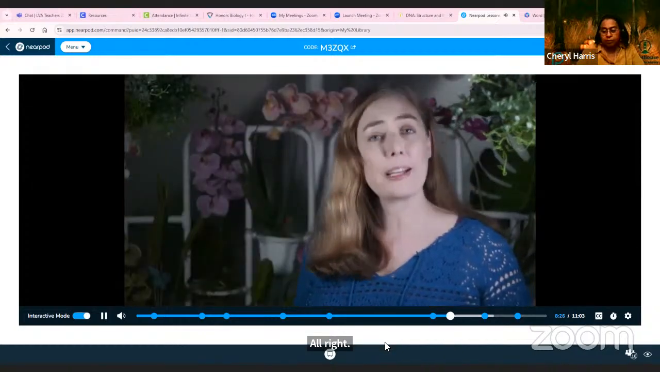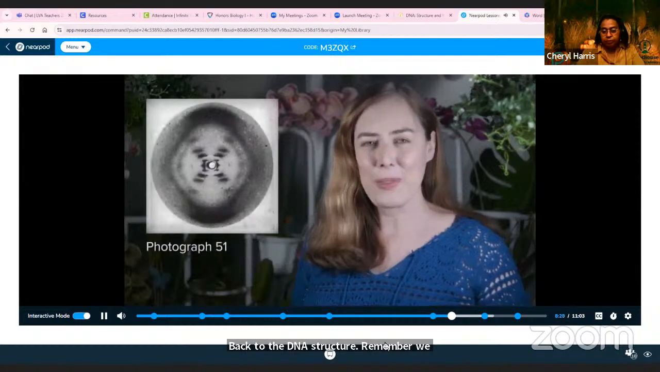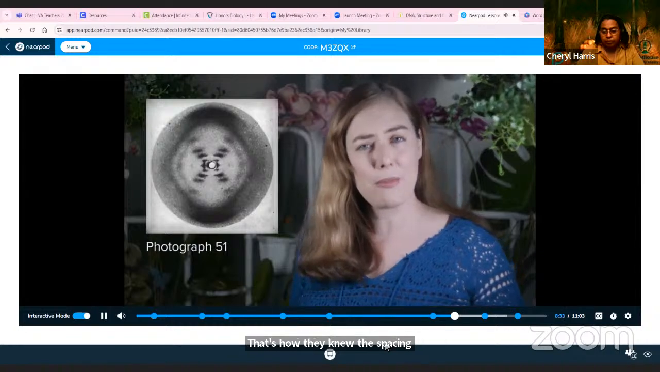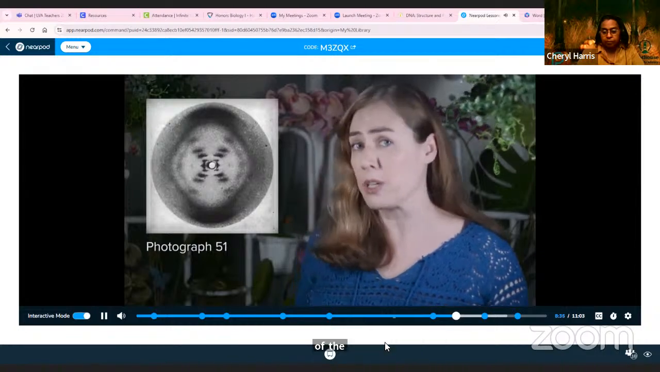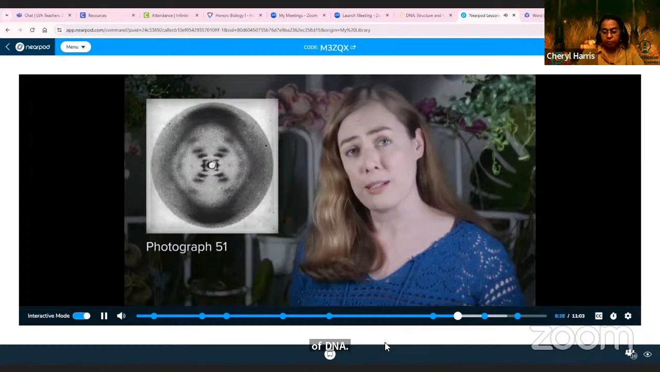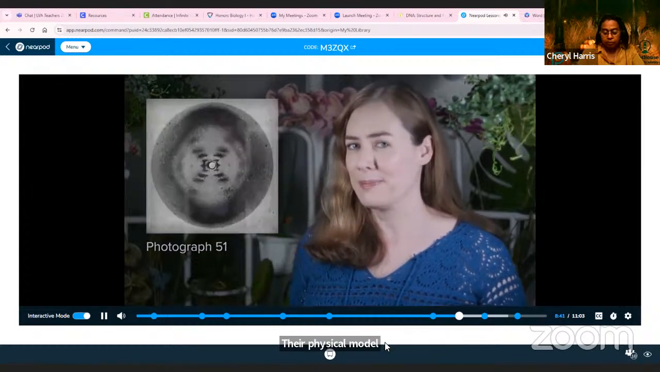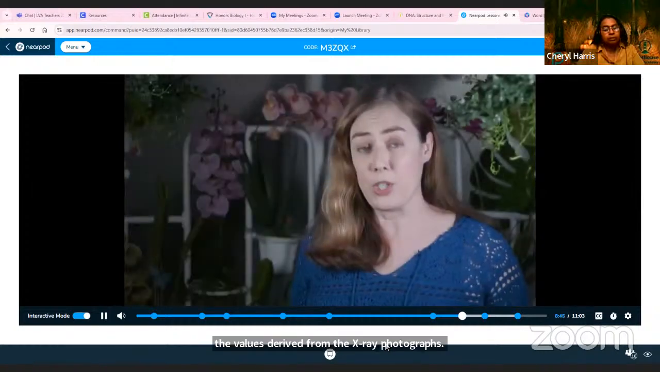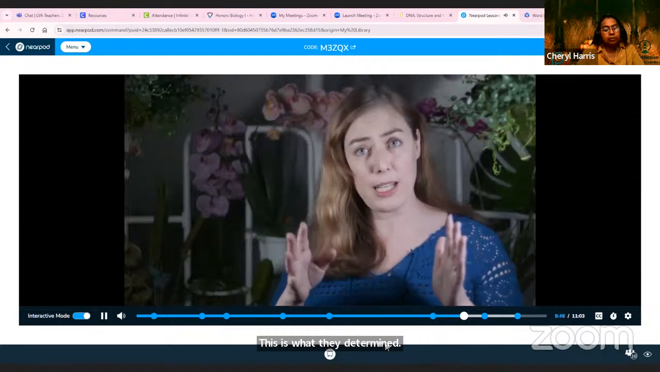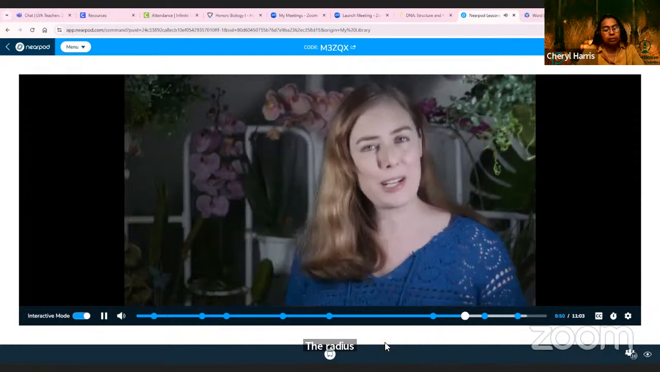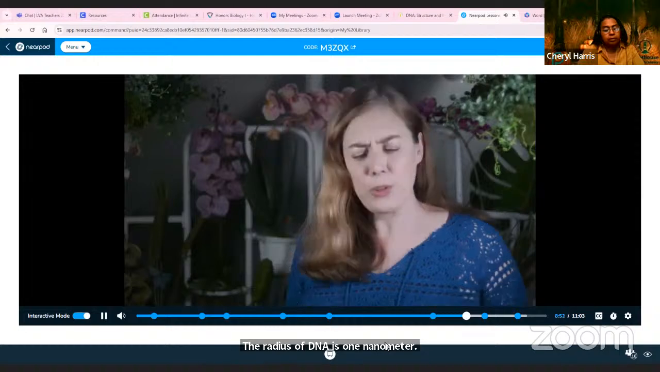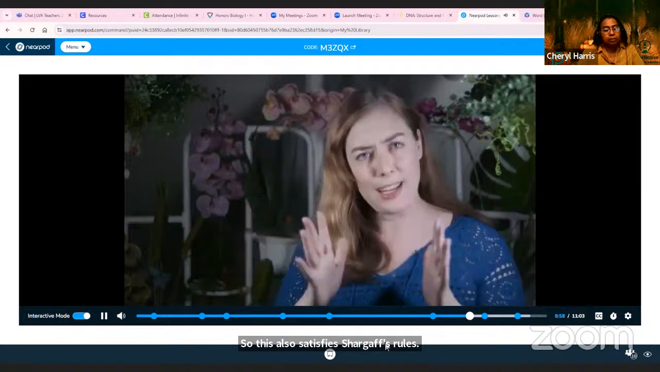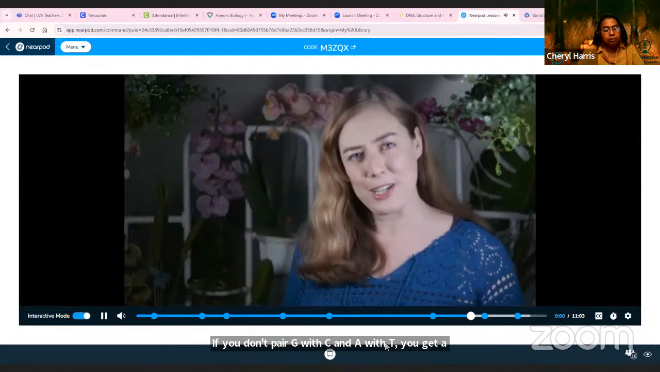Remember we said Watson and Crick were guided by X-ray diffraction data. That's how they knew the spacing of the components of DNA. Their physical model had to match the values derived from the X-ray photographs from Gosling, Franklin, and Wilkins. This is what they determined. The radius of DNA is 1 nanometer. This is what you get if G pairs with C and A pairs with T. So this also satisfies Chargaff's rules. If you don't pair G with C and A with T, you get a strand that's either too fat or too skinny to match the X-ray diffraction data.